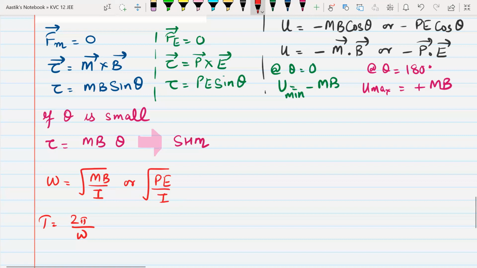Now remember, the question may be given in terms of magnetic field, but the same question can be made for electric field also. Do we understand this? Yes, sir. You have noted down this one so that I can move ahead with the question. Done, sir. Good.